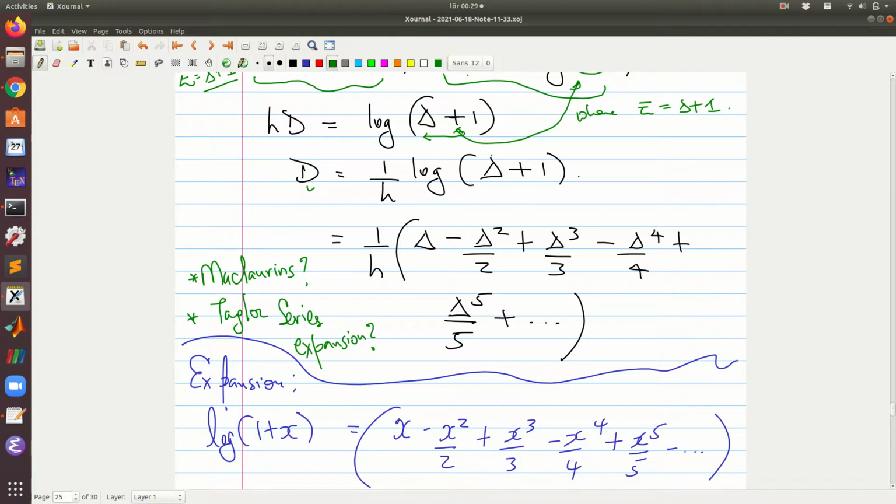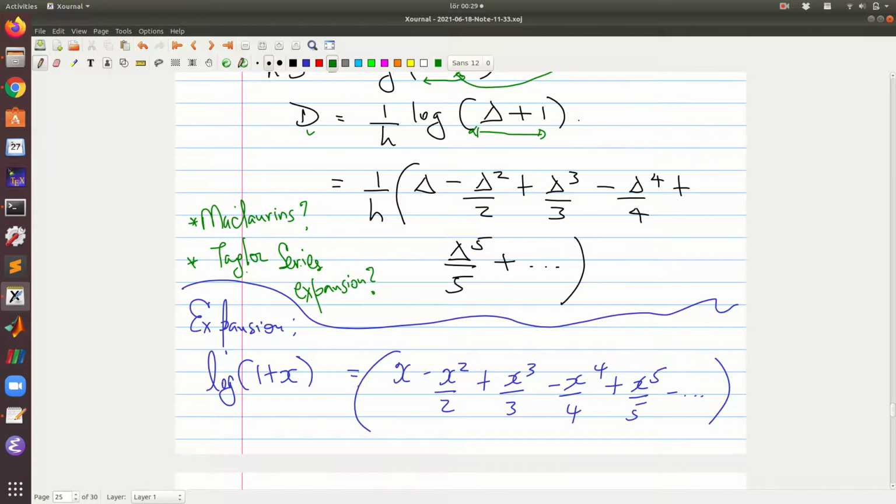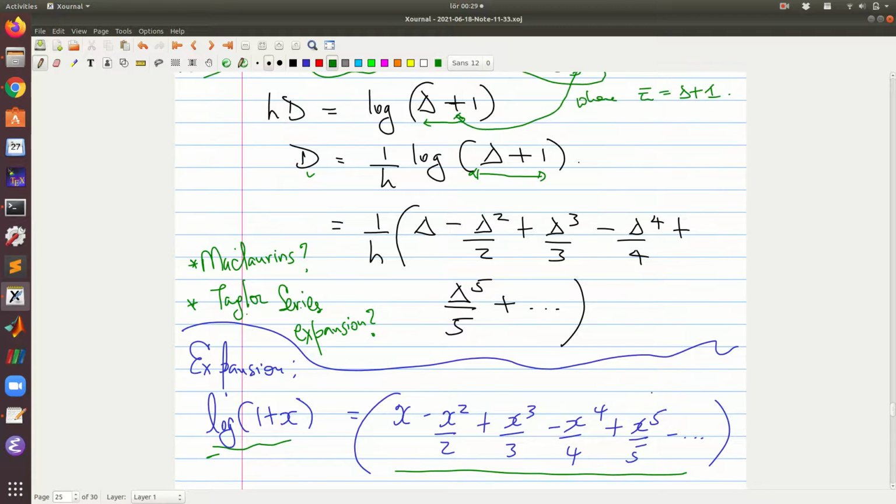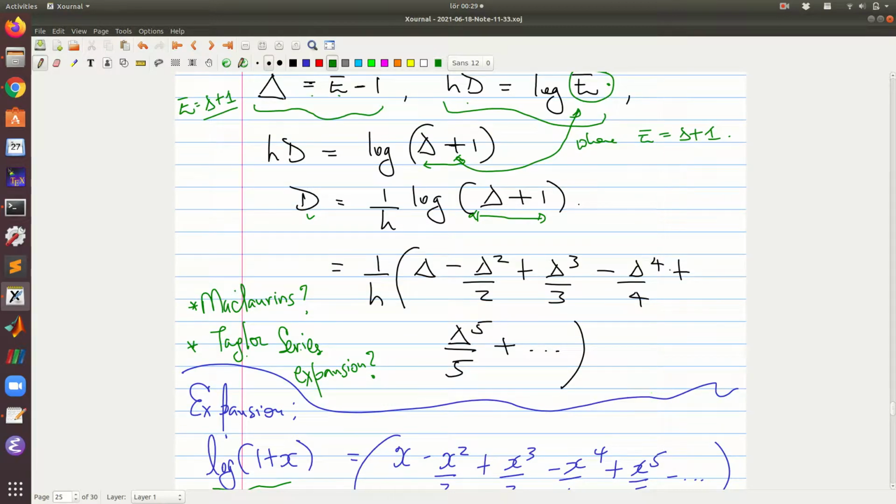Now here, I wrote down something from either the Maclaurin or the Taylor series expansion of log of 1 plus x. We know that log of 1 plus x, the expansion using either Maclaurin or Taylor series, is given by this expression here: x minus x squared over 2 plus x cubed over 3, the signs keep on alternating, minus x to the power 4 over 4 plus x to the power 5 over 5, and so on. And so we use that same knowledge to come up with the expansion of log of the forward difference operator plus 1.